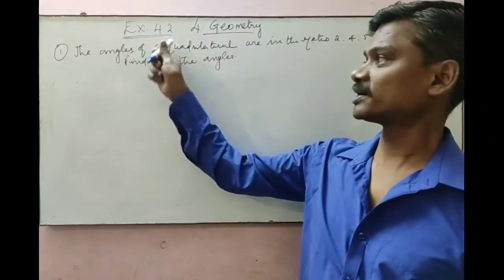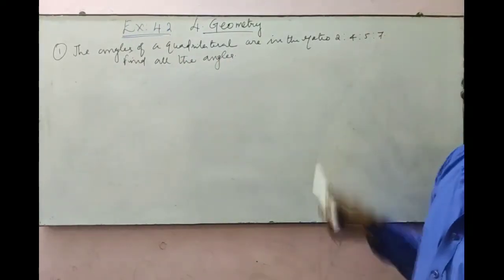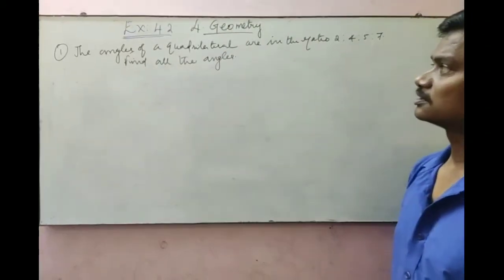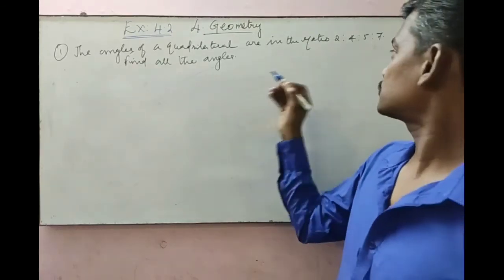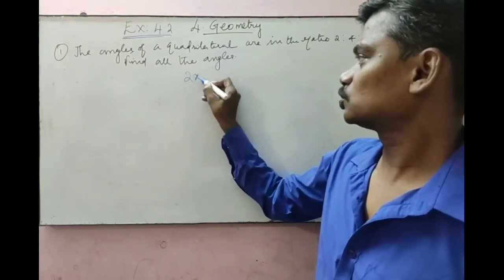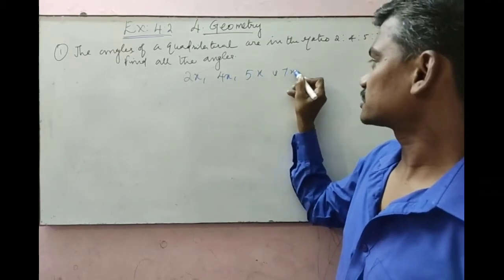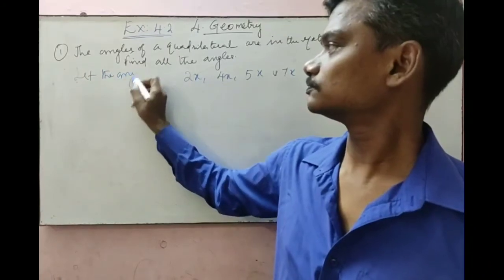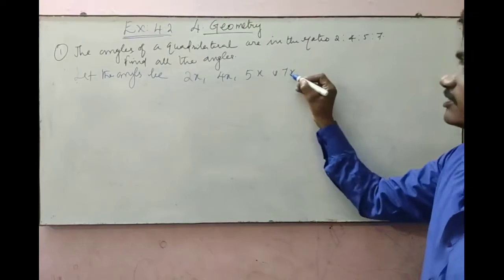Now in exercise 4.2, the first sum is: the angles of a quadrilateral are in the ratio 2:4:5:7. Find all the angles. Here the angles are given in the ratio. So first we are going to assume the angles as 2x, 4x, 5x and 7x. Let the angles be 2x, 4x, 5x and 7x.